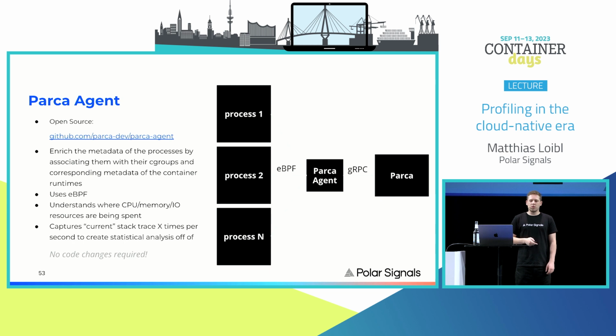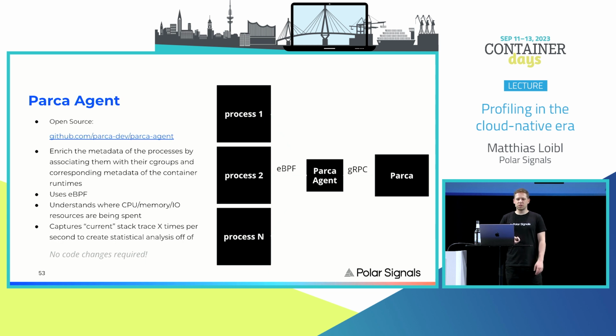Parca agent is also Apache 2 licensed, and we take those processes that we discover, we enrich them with metadata, we put the same labels that Prometheus has onto them, and then we are able to query with the same labels that you can copy paste from a PromQL or LogQL into one of those queries and find profiles for the exact same process, right?